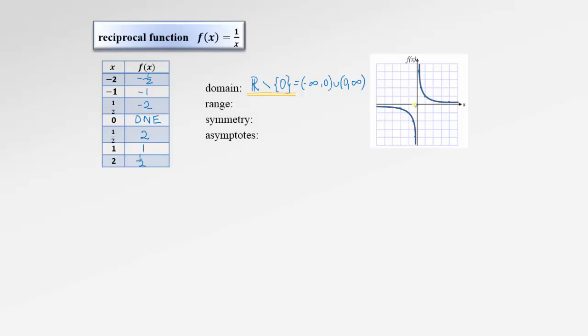We already figured that 0 is out of the domain, but what about the range? Well, if I project my graph onto the y-axis, all positive values are covered, but 0 is not.